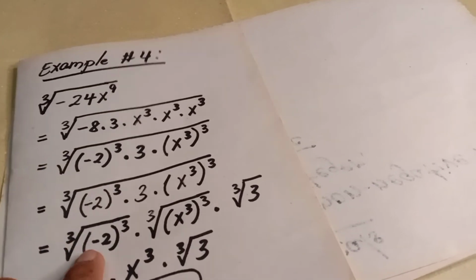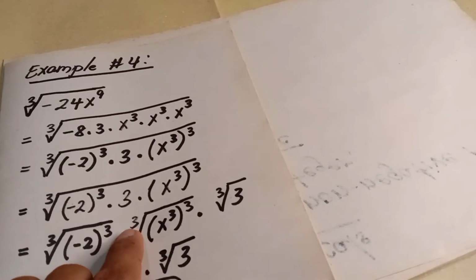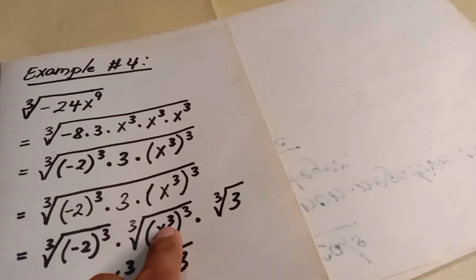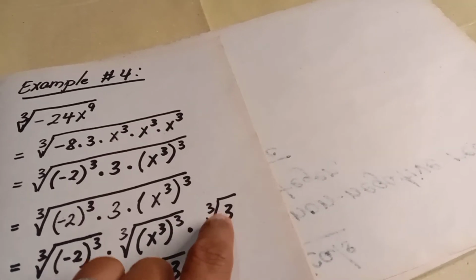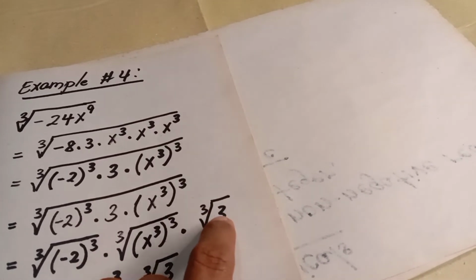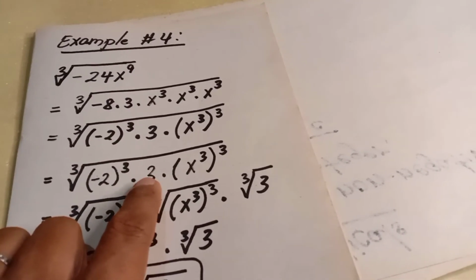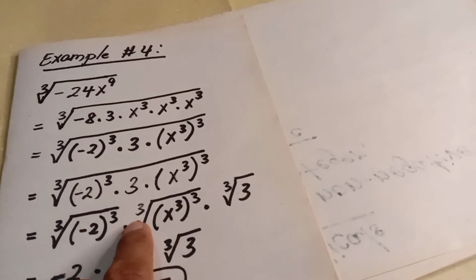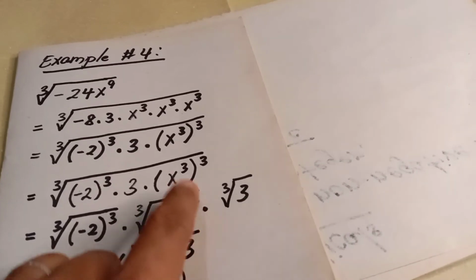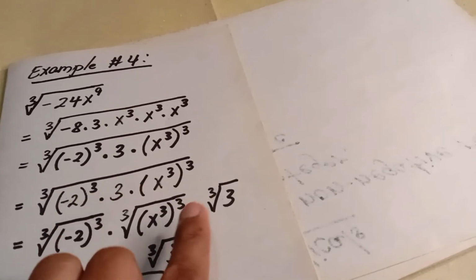And then, cube root of negative 2 to the exponent 3 times cube root of x cubed to the exponent 3 times cube root of 3. By the way guys, itong cube root of 3 ay galing po dito sa gitna, yung factor ng 8. Itong cube root of x cubed to the exponent 3 is galing po yan dito. So, in-expand po natin into radical sign.